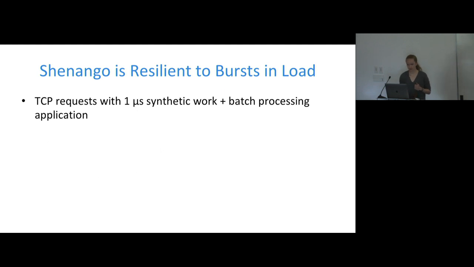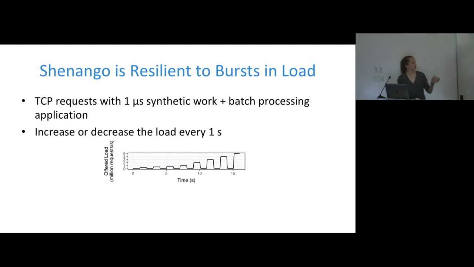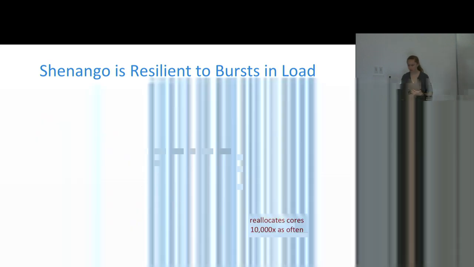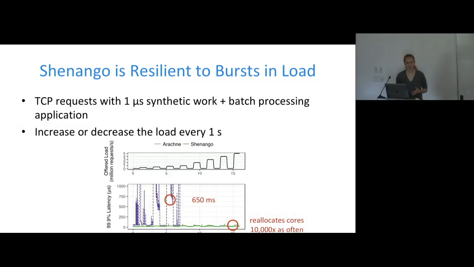So now let's revisit that experiment we looked at earlier in which we suddenly changed the load. So again, we're going to change the load offered to the system every 1 second. And we saw that Arachne achieved poor tail latency every time we increased the load and took hundreds of milliseconds to recover. In contrast, Shenango is able to maintain low tail latency across all of these changes in load, including when we suddenly change the load from 100,000 requests per second to 5 million requests per second. And the reason for this is that Shenango reallocates cores 10,000 times as often as Arachne. So this allows Shenango to react very quickly to changes in load before any queuing builds up in the system.